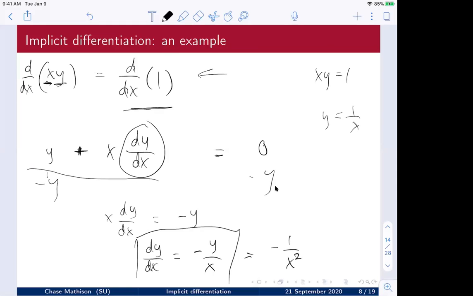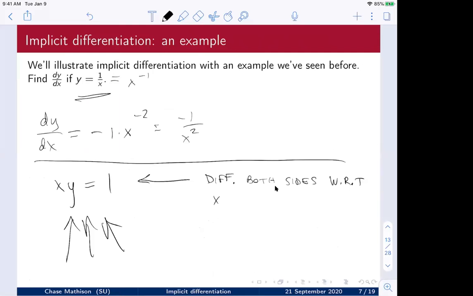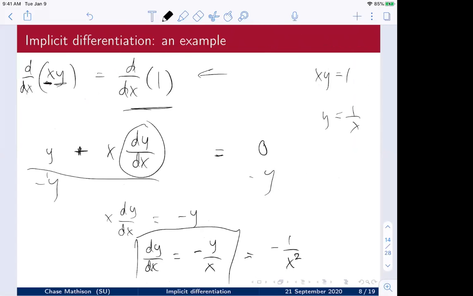Which is exactly what we got before when we used the power rule. So are there any questions about implicit differentiation? This is one of the easiest examples you're ever going to see, but nothing really is ever going to change from what we did in this example.